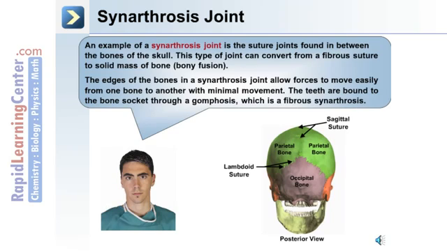An example of the synarthrosis joint is the suture joints, which are found between some bones of the skull. This type of joint can convert from a fibrous suture to a solid mass of bone, or bony fusion. The edges of the bone in a synarthrosis joint allow forces to move easily from one bone to another with minimal movement. The teeth are bound to the bone socket through a gomphosis, which is a fibrous synarthrosis.